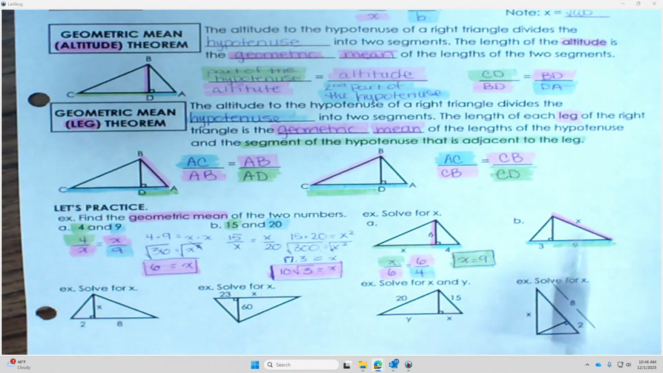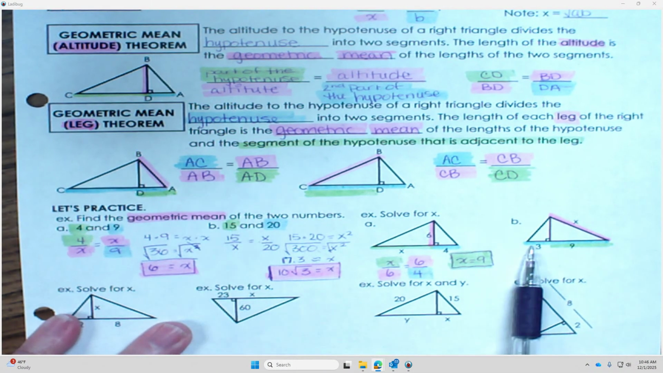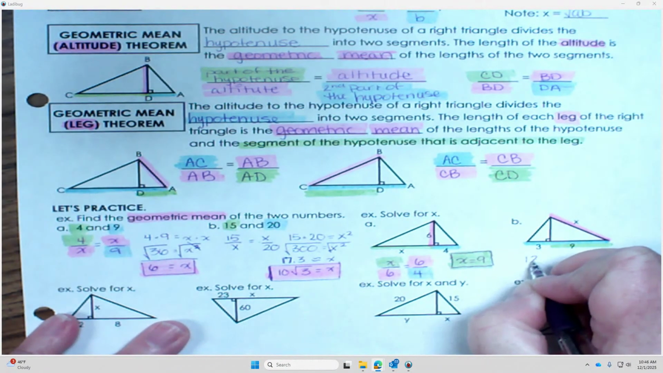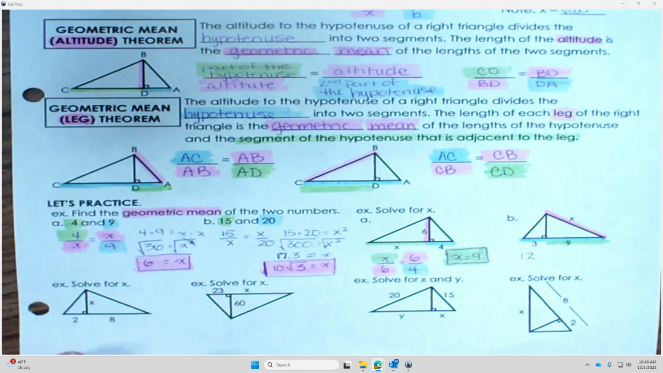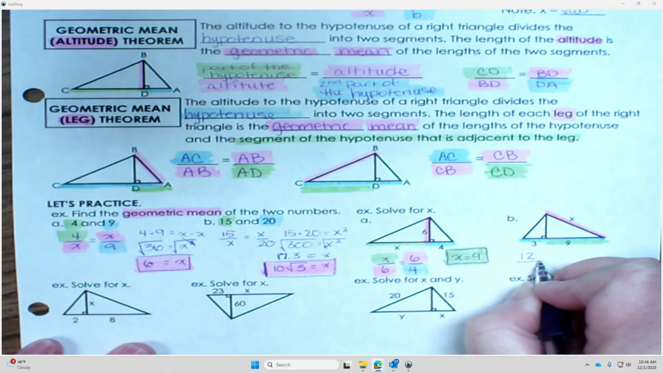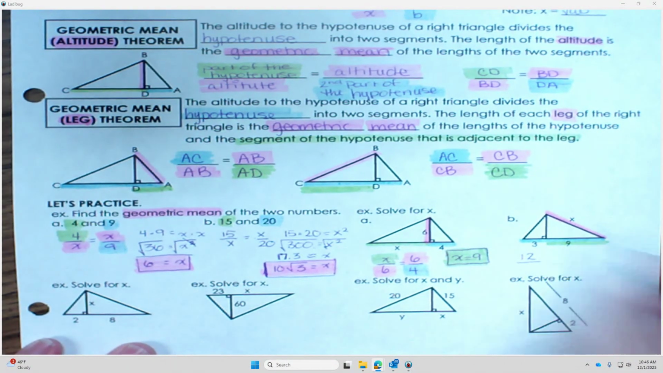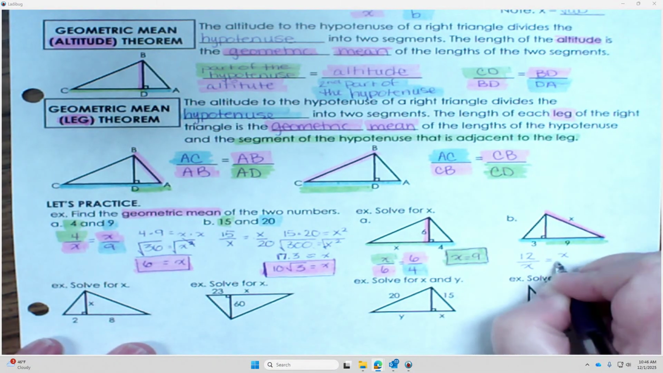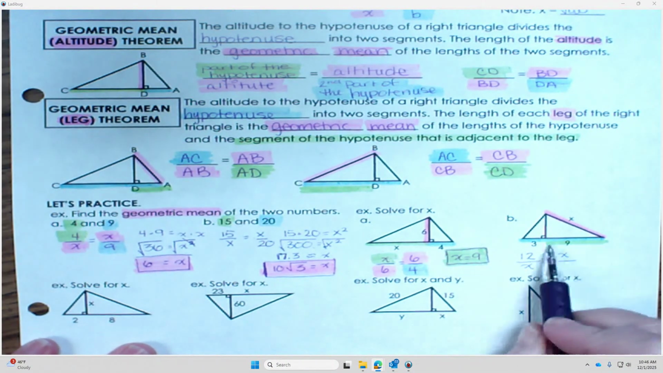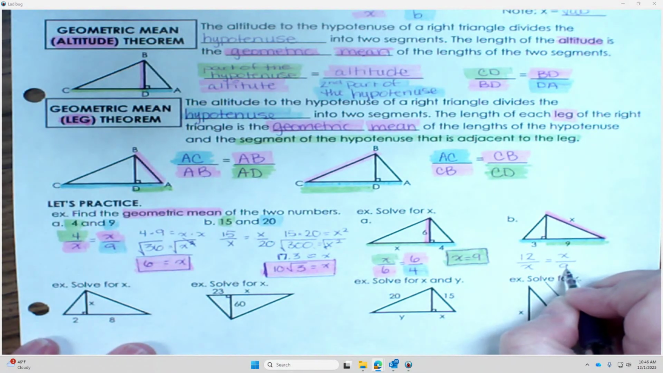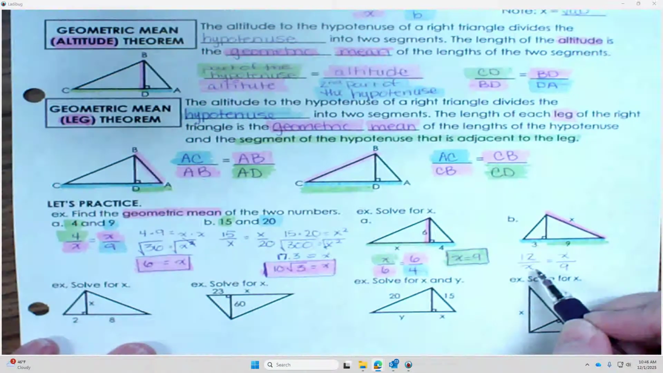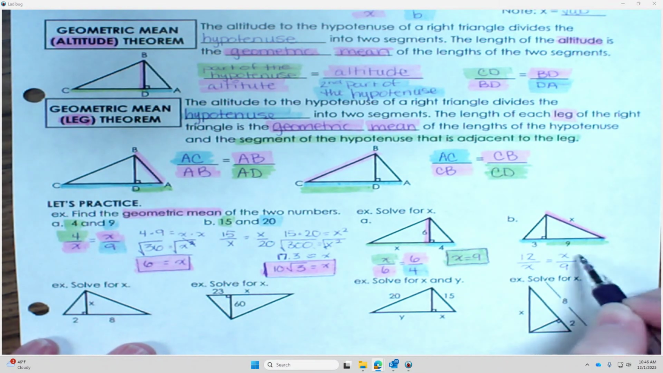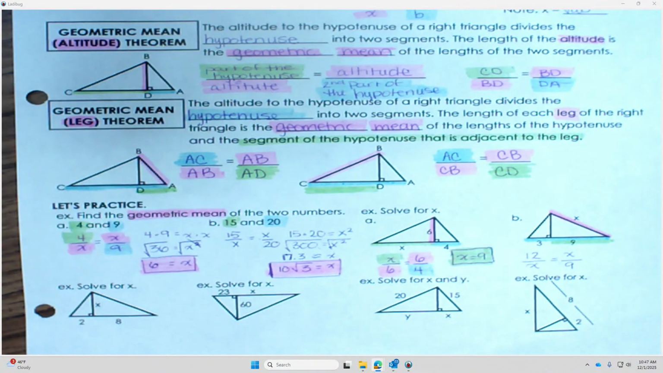So we've got, looking at this, the whole hypotenuse, which in this case, if I've got 3 here and I've got 9 here, that tells me the whole hypotenuse is going to be 12. Okay, that's my segment addition theorem from before. And then I'm going to put that over my geometric mean, which is my leg, which is x. And that's equal to my leg over my part of my hypotenuse, which is just the 9. So I have 12 over x is equal to x over 9. And I'm going to turn that over to the back and solve.